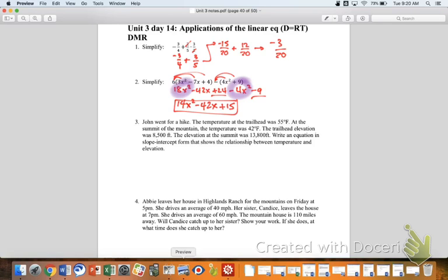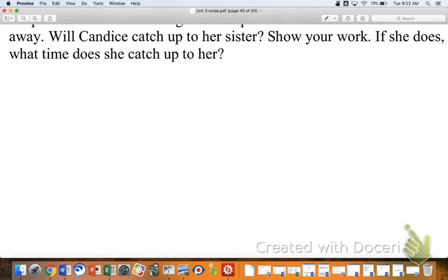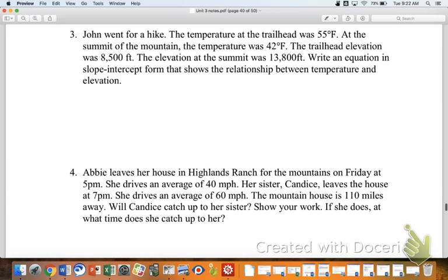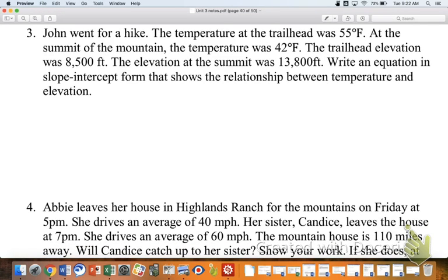So number 3 says John went for a hike. The temperature at the trailhead was 55 degrees Fahrenheit. At the summit of the mountain, the temperature was 42 degrees Fahrenheit. I'm really hoping that at some point in your lives you already have or you soon will experience this, right? If you climb a mountain, typically colder at the top than at the bottom. Just how it works. Trailhead elevation was 8,500 feet. The elevation of the summit was 13,800 feet. Write an equation in slope-intercept form that shows the relationship between temperature and elevation.